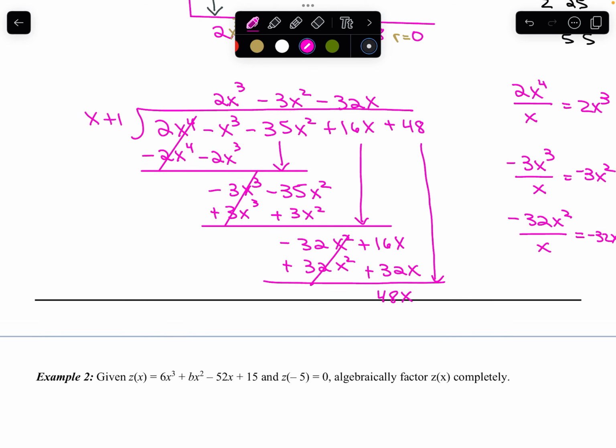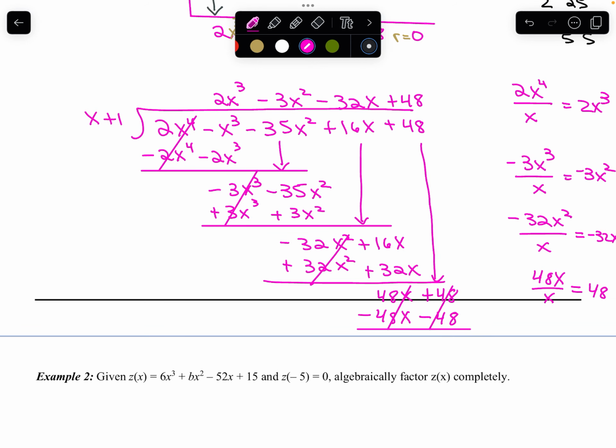I'm going to bring down this 48. And I'm going to take my first term of 48x, divide it by x, and I get 48. I multiply back. 48 times x is 48x. 48 times 1 is 48. Change my signs. And I get a remainder of 0.